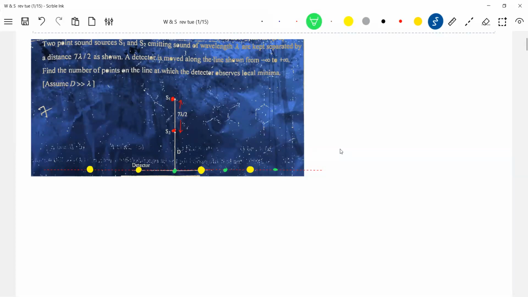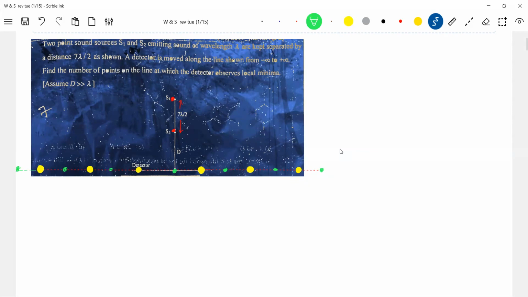Seven lambda by 2. So this will be the path difference. How much will it be? 7 lambda by 2 will come. The path difference of this will be 5 lambda by 2, then 3 lambda by 2 and lambda by 2. So one more. One more, I'll put it here.